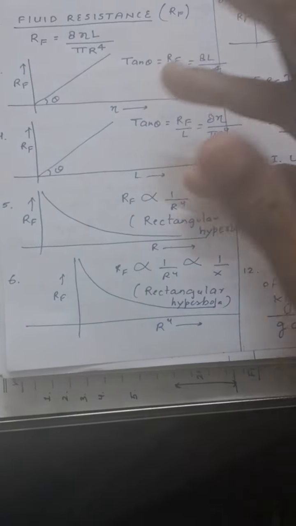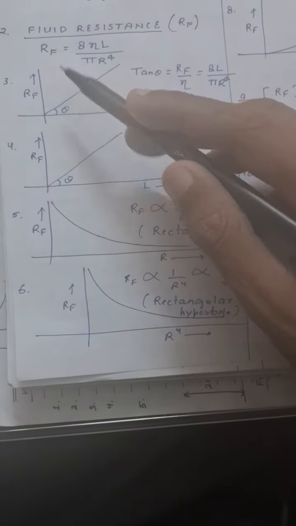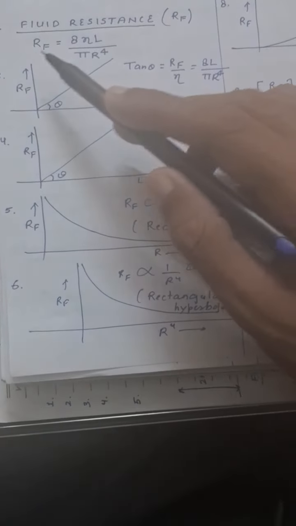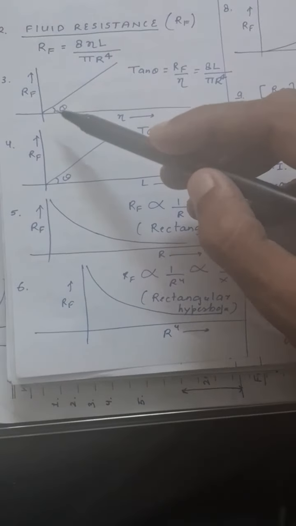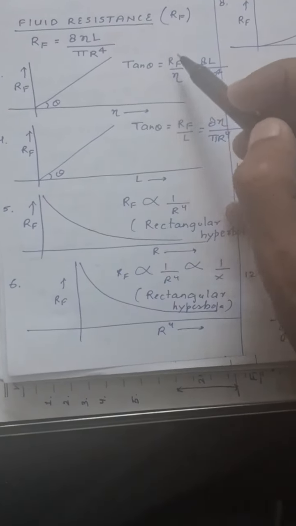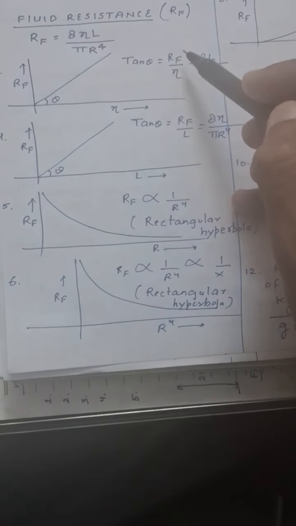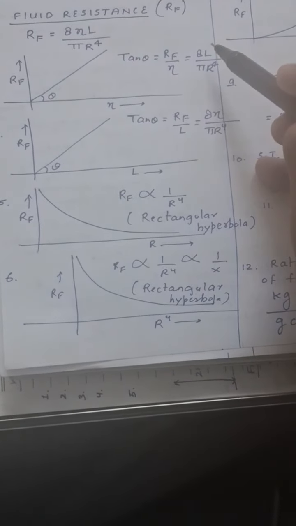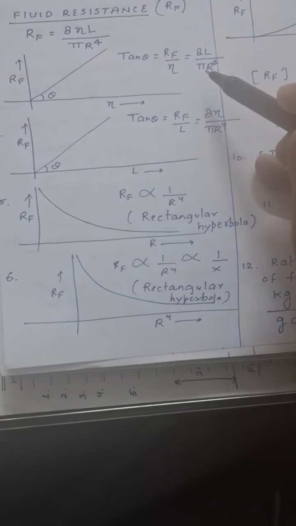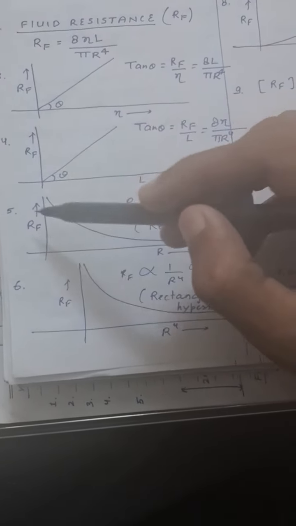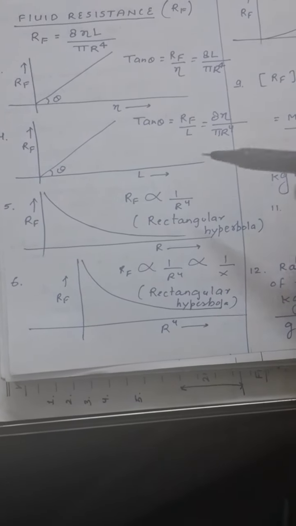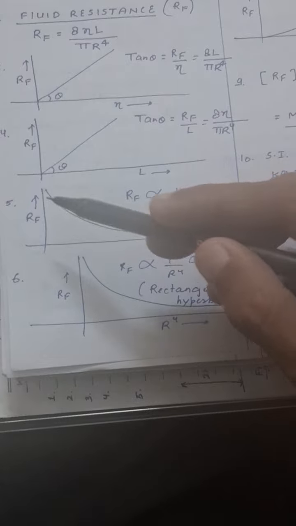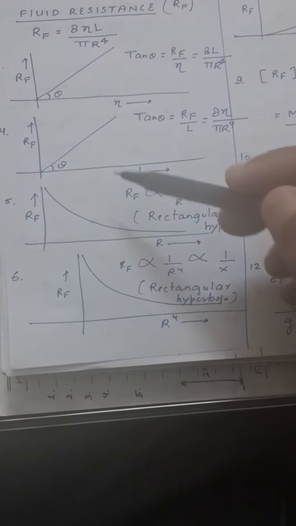Now there are graphs related to the fluid resistance. The first graph is between RF and eta. You can see that it is proportional to eta, so the graph will be a straight line. If the slope angle is theta, we can say that tan theta is equal to RF by eta. Substituting the values, we get 8 L upon pi R^4. Next is the graph between RF and L, a straight line again, with tan theta equal to 8 eta by pi R^4.